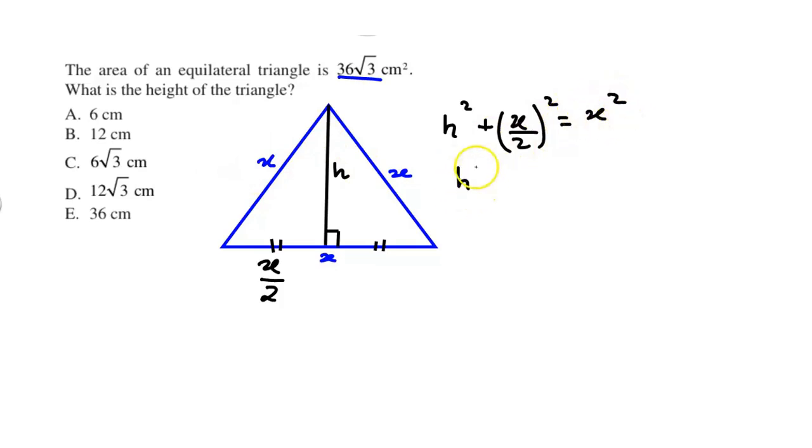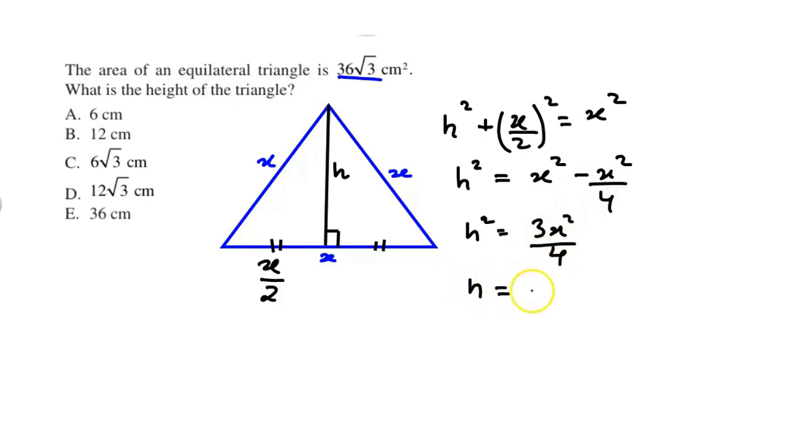So we'll get h square equals x square minus x square by 4. So h square is equal to 4x square minus x square, that is 3x square by 4. h will be the root of this, so this would be x root 3 by 2. Now we have the height. We can find out the area.